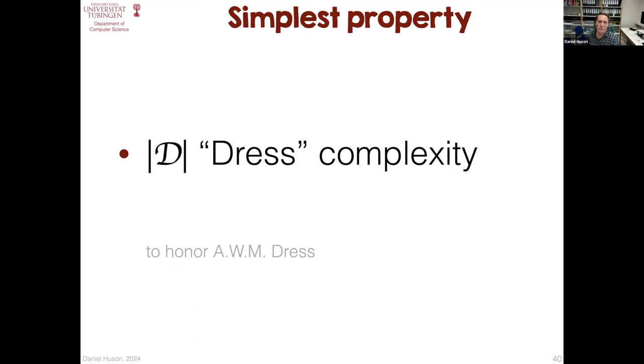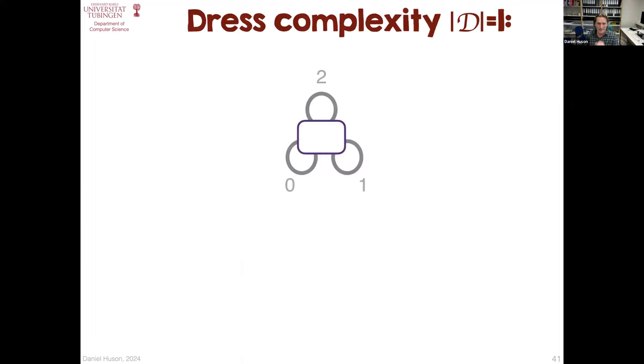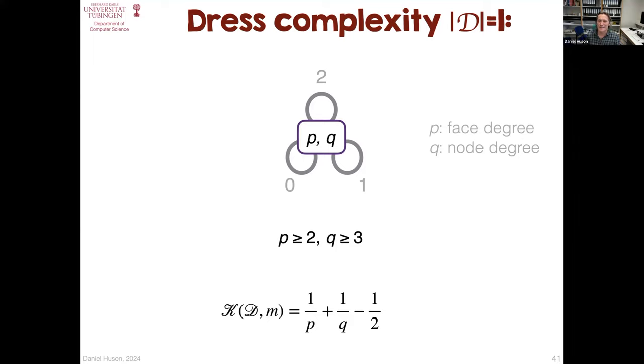Okay, so here's the simplest property of a Delaney-Dress symbol: just the number of elements in that graph. We'd like to call that the dress complexity of the symbol or the tiling. So let's look at dress complexity one element. This is what the graph is going to look like. Those edges have nowhere else to go, so there's going to be three self-edges, and then those two numbers, face degree and node degree, and then we can discuss what goes on.